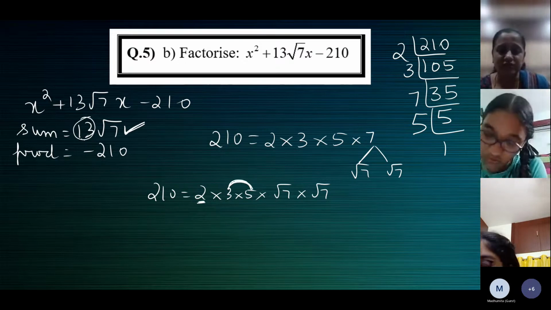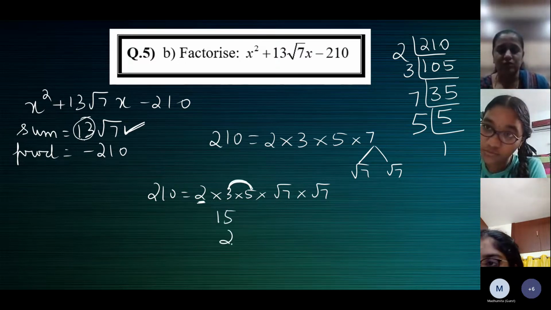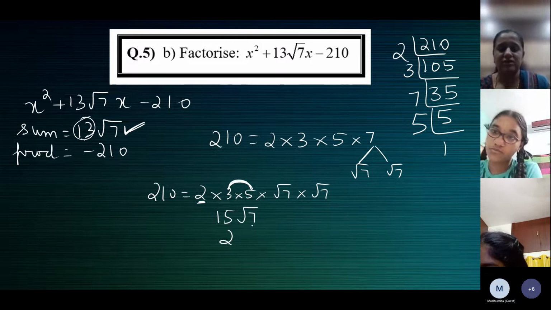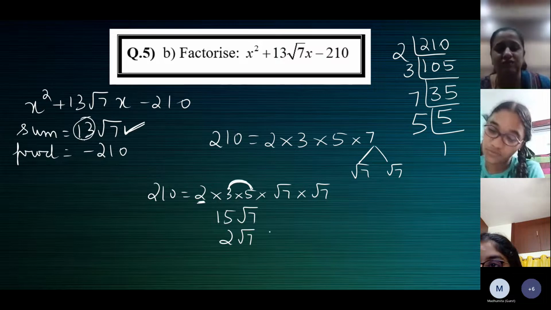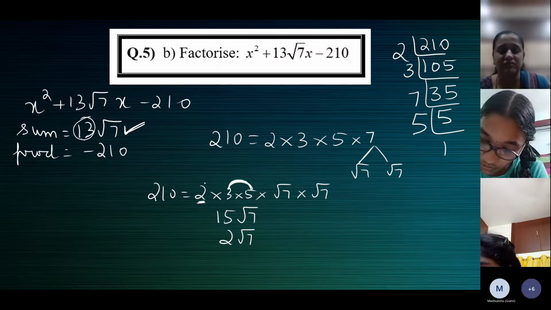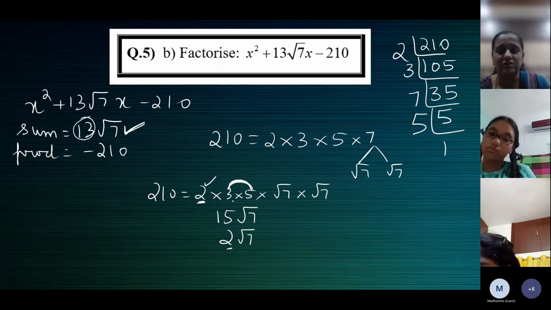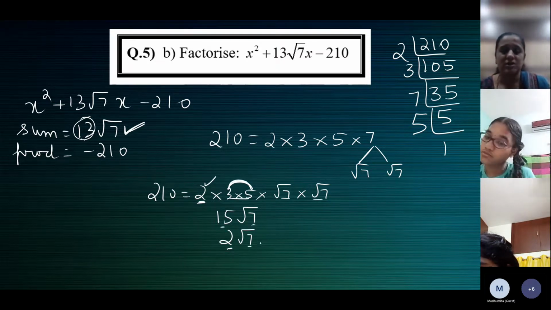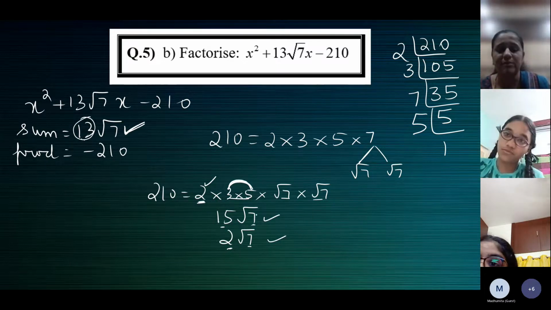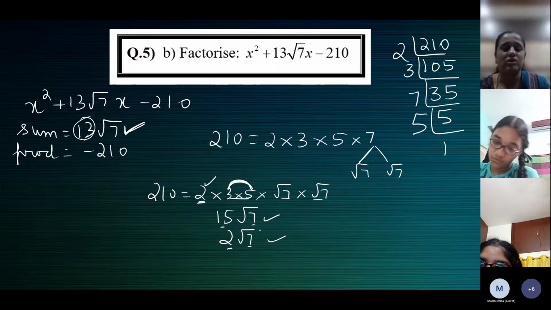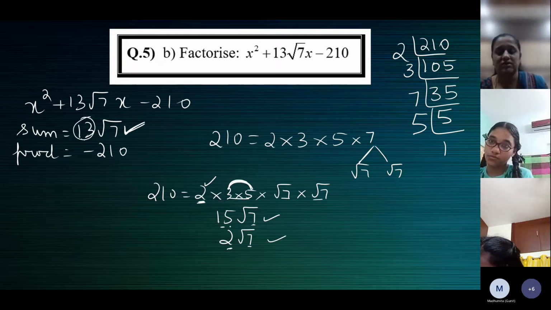Since it's 13 root 7, you know that 15 minus 2 is 13. So 15 and 2. Fix one root 7 for 15, fix one root 7 for 2. Like this, we have made use of all the factors of 210. We've made use of 2 here, 3 and 5 give 15, and root 7, root 7, one here, one here. We have made use of all the factors of 210 and got these two numbers, 15 root 7 and 2 root 7. Both the numbers should have root 7 in them. Only then you will get the sum as 13 root 7.